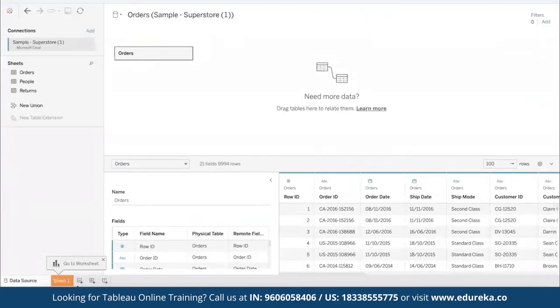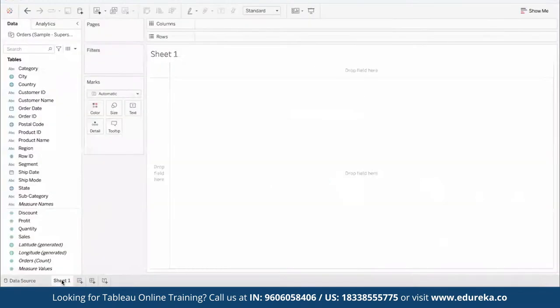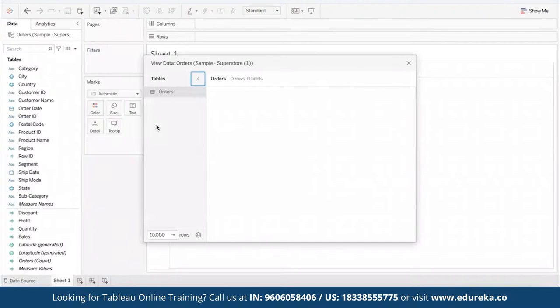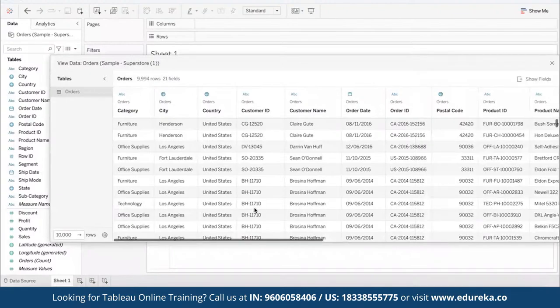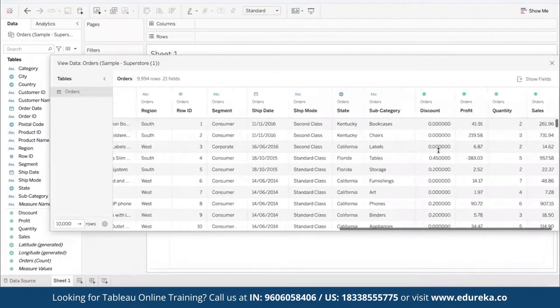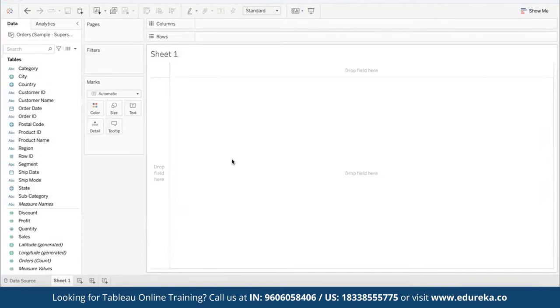Now coming here, I'm connected to the data. And what are the fields present in my data connection? Let me show it to you. We have category, city, country, customer ID, customer name, order date, so on and so forth. We have a lot of data. And the numericals, like what is the discount offered, how much profit was made, quantity of products sold, selling price, all this information is there.